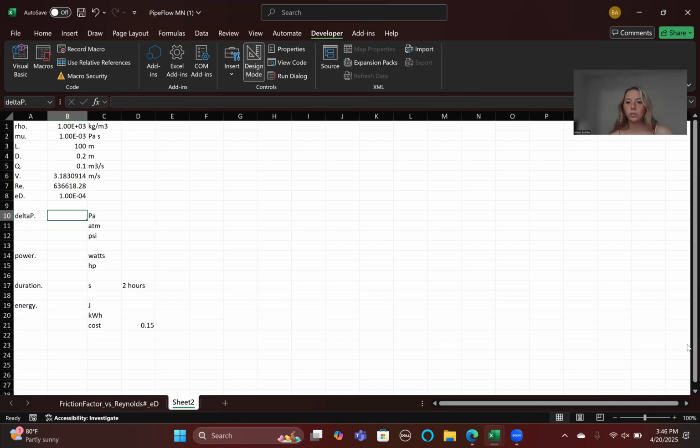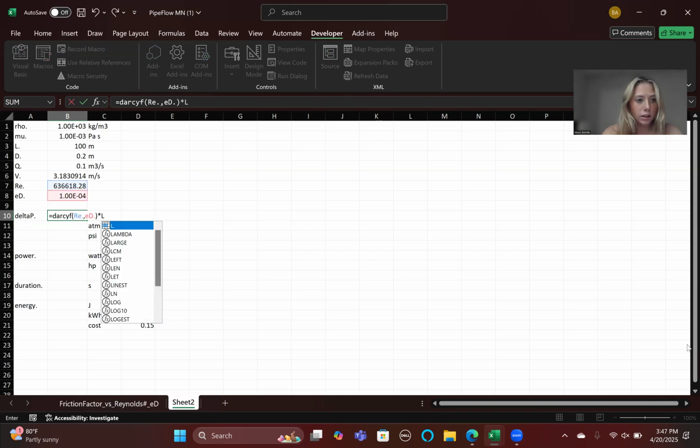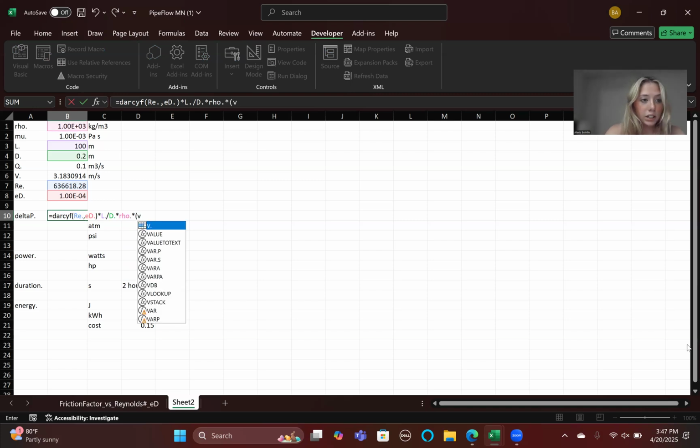So now we're going to be solving our pressure drop, using the macros that we created. So it's going to equal Darcy F times our length divided by our D, times rho, times our velocity squared, divided by 2.